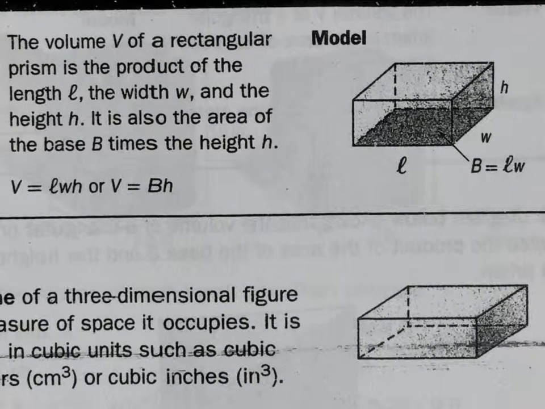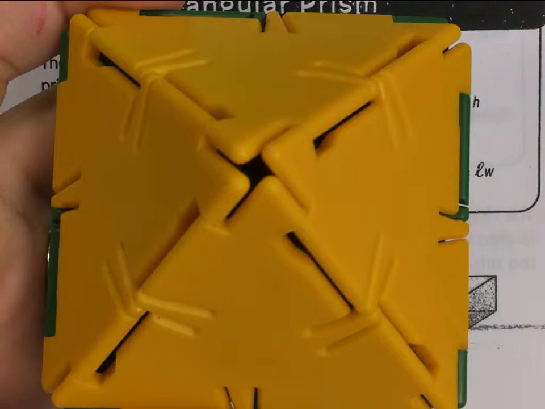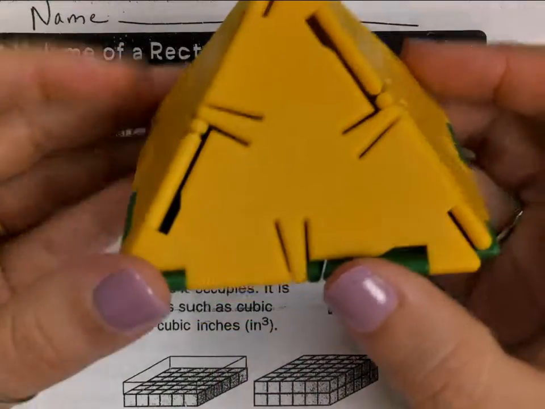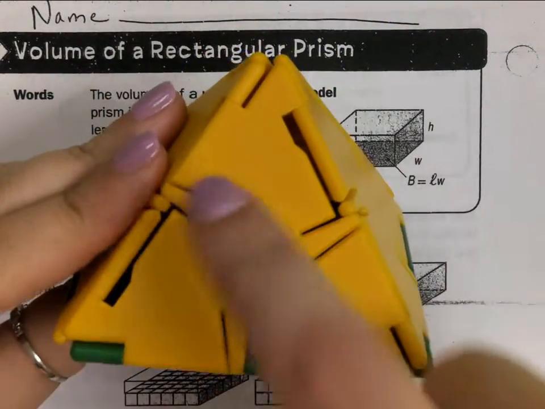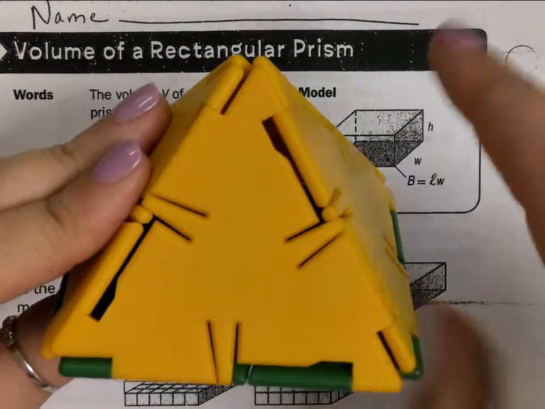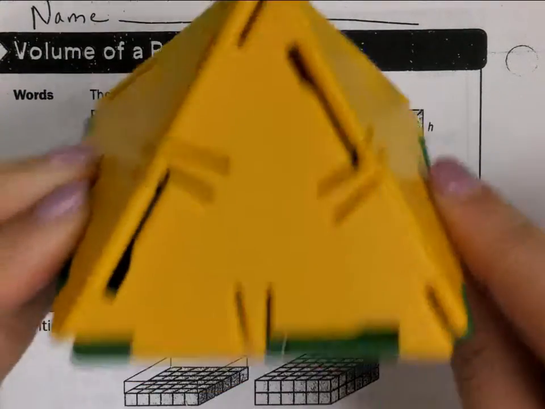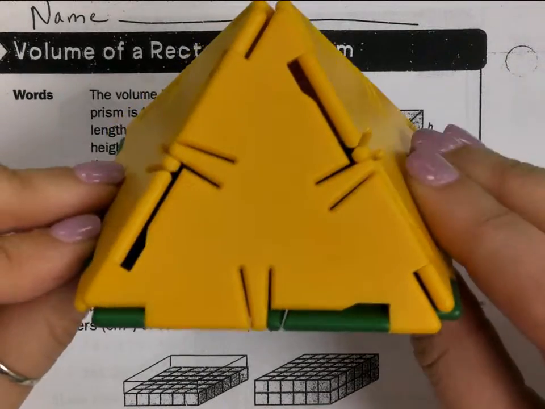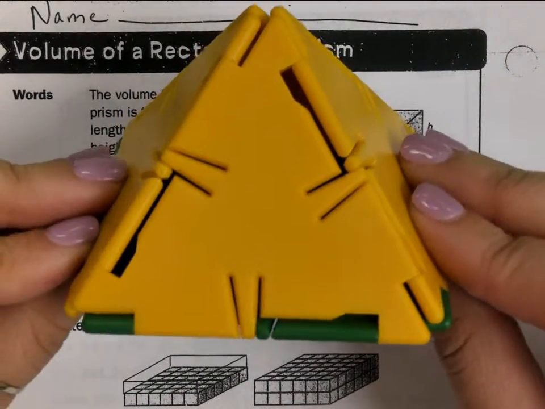That's the measure of space. Measure space itself, like inside of that figure, right? So if I have this 3D pyramid, if I found the volume of this pyramid, that means I'm finding how much space is inside of this pyramid. Like how much sand I could fit inside of this pyramid. Does that make sense? So the volume is the amount of space inside of the 3D figure.